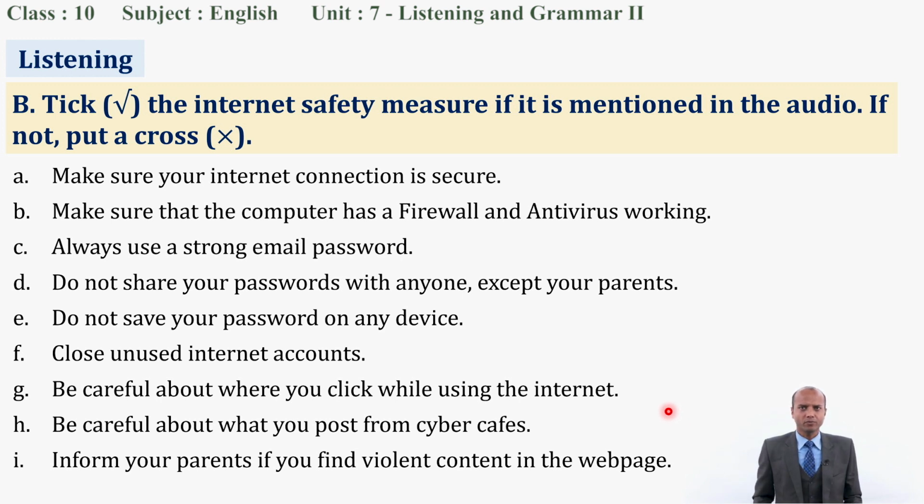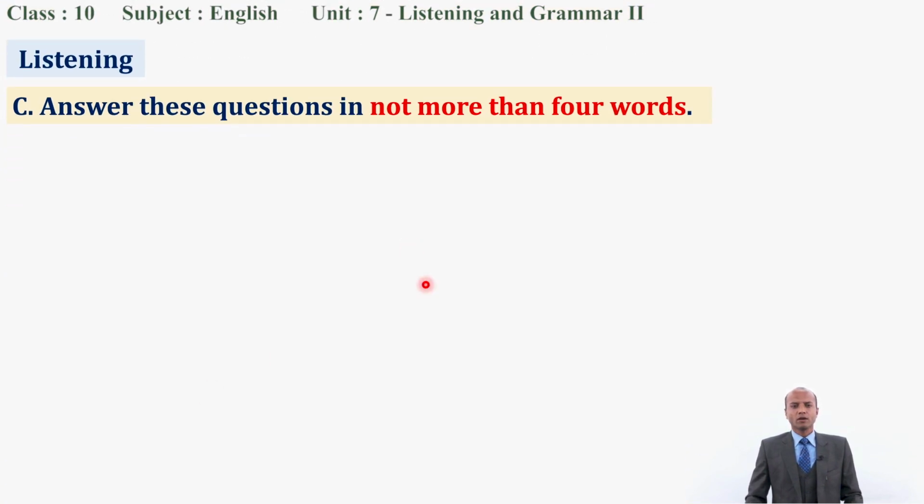Okay, students, this is one activity. There is another as well. So here, by listening to the audio, you have to put a cross or tick under this activity. Got the clear idea? Okay, let's see the next activity. It says, answer these questions in not more than 4 words. How many words? Okay, 4 words, not more than 4. Means there could be 1, 2, 3, 4. Could there be 5? Definitely not.